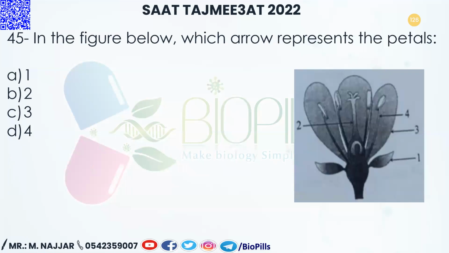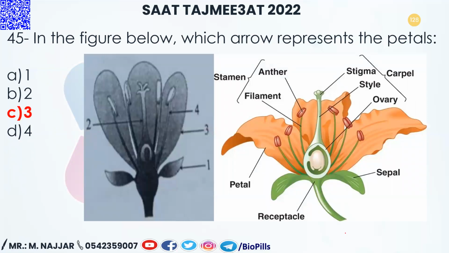Question number 45. In the figure below, which arrow represents the petals? That's very easy. 1, 2, 3, or 4. Yes, the correct answer here is 3. Let's label it. We can even use another model flower. 1, of course, here is the sepal. 2 is the style. 3 is the petals. 4 is the filament, sorry, not the anther.